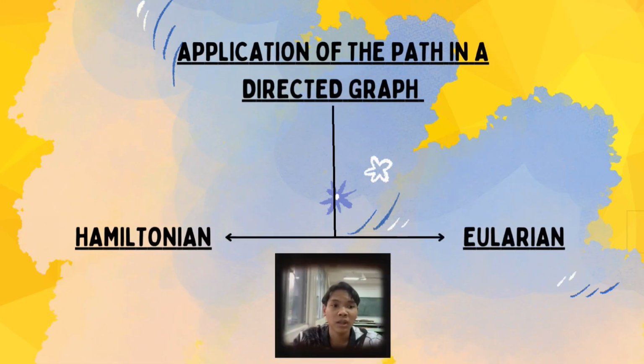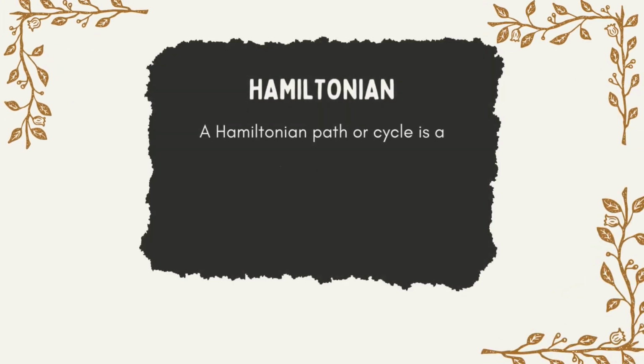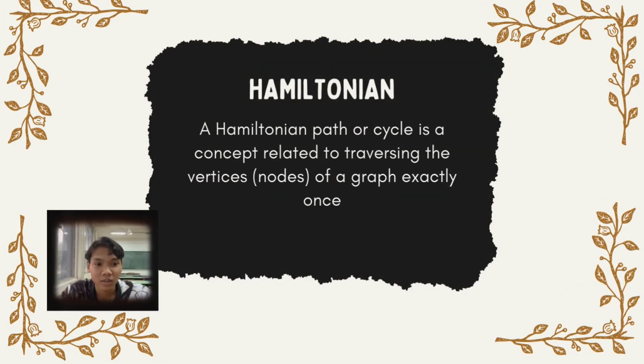So there are two applications of the path in the directed graph, which are first Hamiltonian and the second one is Euler. So what is Hamiltonian? A Hamiltonian path or cycle is a concept related to traversing the vertices, or nodes, of a graph exactly once.